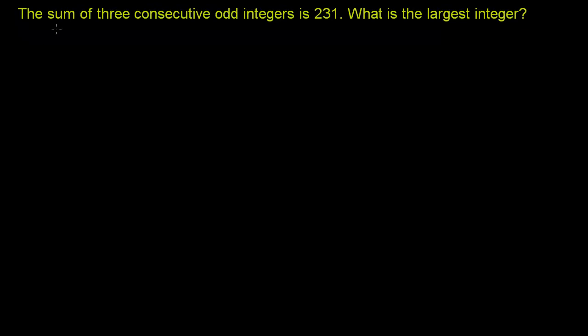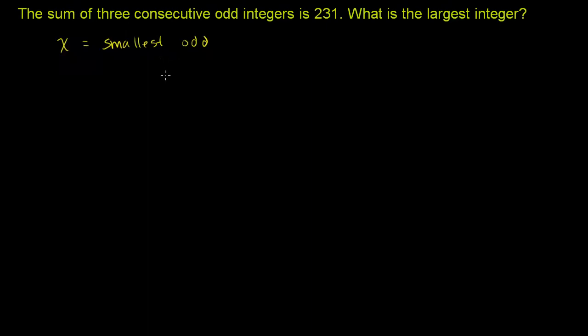We're told that the sum of three consecutive odd integers is 231. What is the largest integer? So let's think about this a little bit. Let's say that x is the smallest integer. X is equal to the smallest odd of these three. It's not the smallest odd integer of all integers. It's the smallest odd of these three, the smallest odd integer.